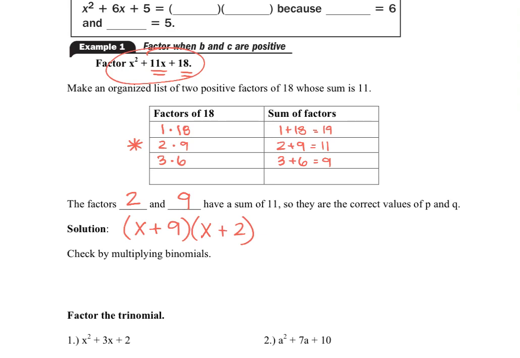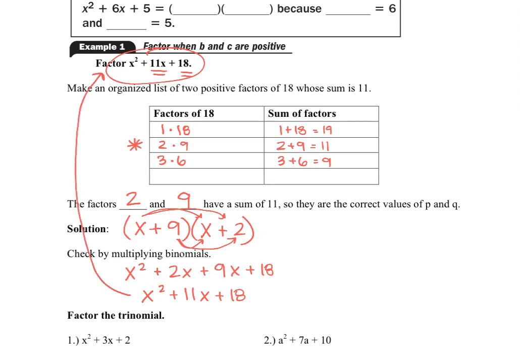So I'm going to take the first term x and multiply it by both terms in that second binomial. So I get x squared plus 2x. Then I'm going to take the 9 and multiply it by both terms in that second binomial. So I get 9x plus 18. I'm going to add like terms, so I get x squared plus 11x plus 18, which is exactly what I started with, so I know I got the right thing.